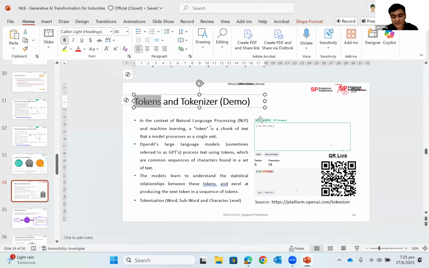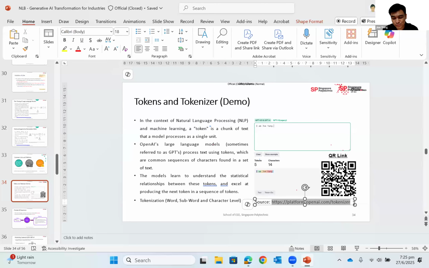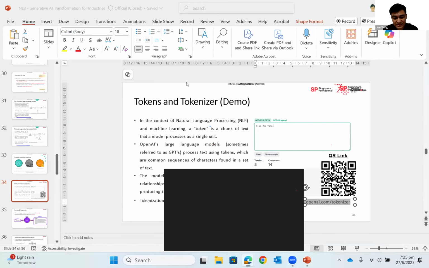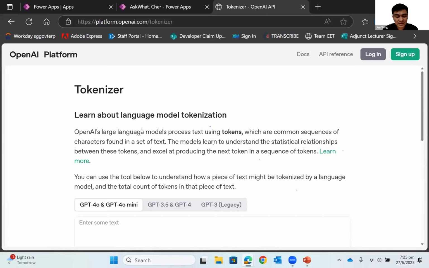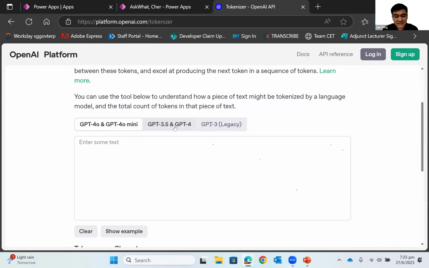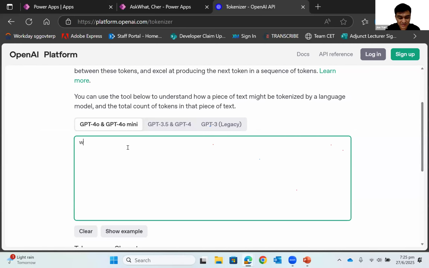If you want to find out how tokens are counted, let me show you. I go to the tokenizer website. This website has tokenizers built into it. This is from OpenAI again. You may notice there are different models like GPT-3, GPT-3.5 and 4, GPT-4o and GPT-4o mini. Now I can select different types of language models. Maybe I type, where is Singapore?